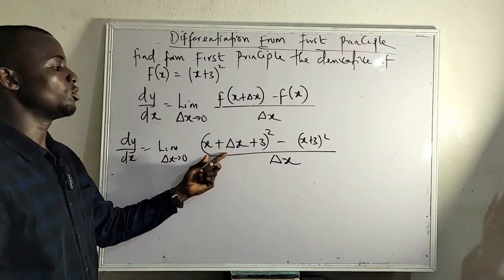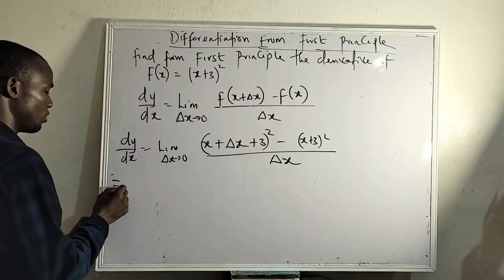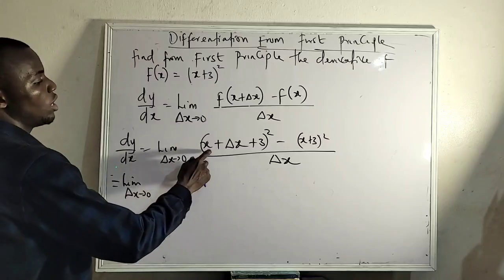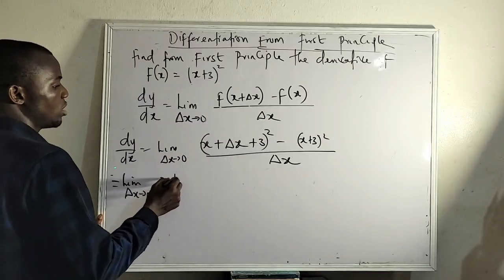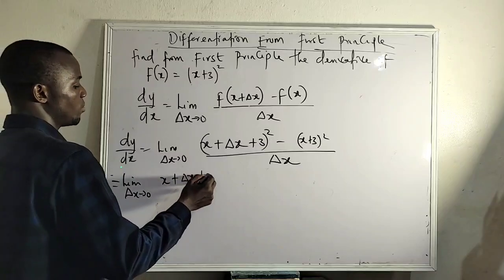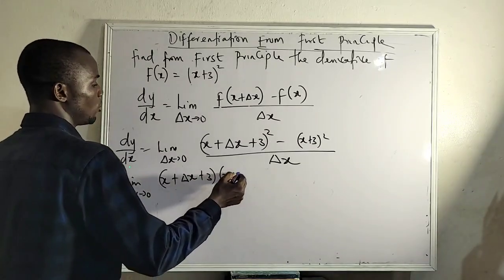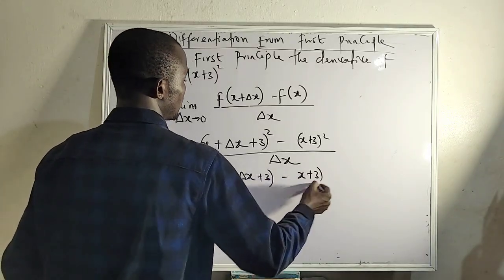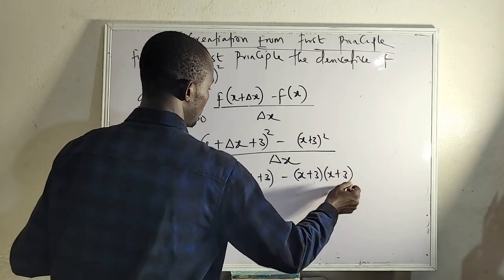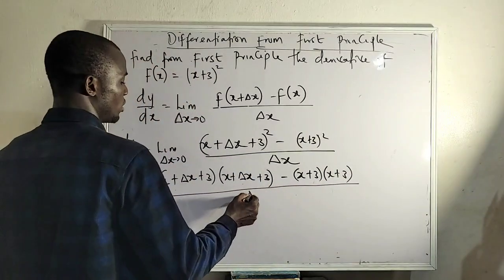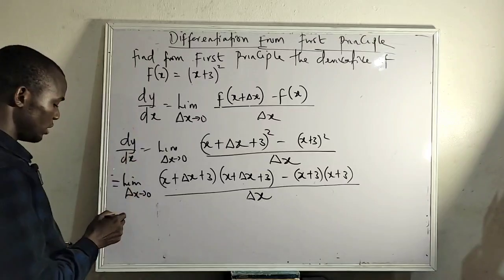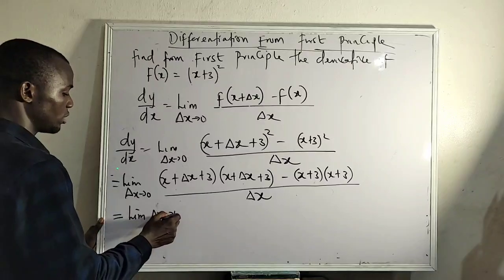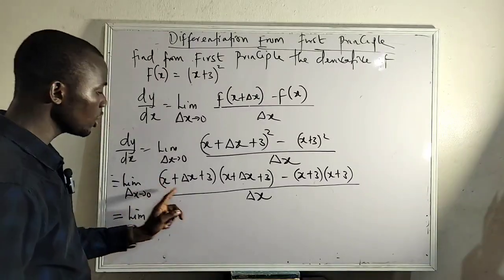So the next thing you want to do is to open this bracket. Let's do that carefully. This will be the limit as delta x goes to 0 of x plus change in x plus 3 times x plus change in x plus 3, minus x plus 3 times x plus 3, all over change in x. And now this is where the big work comes in. So now you want to open the bracket.